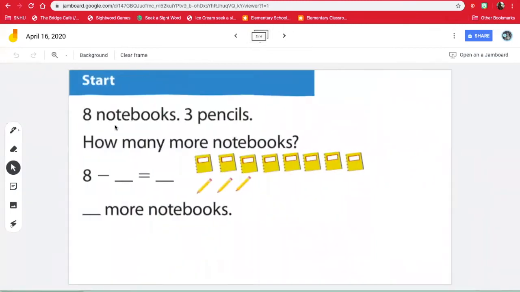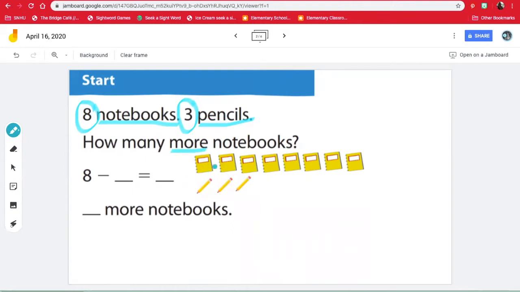Let's start here. It says 8 notebooks, 3 pencils. How many more notebooks? Well, what's the problem about? I see notebooks, and there's how many? 8, and pencils, 3. And it wants to know how many more notebooks than pencils.